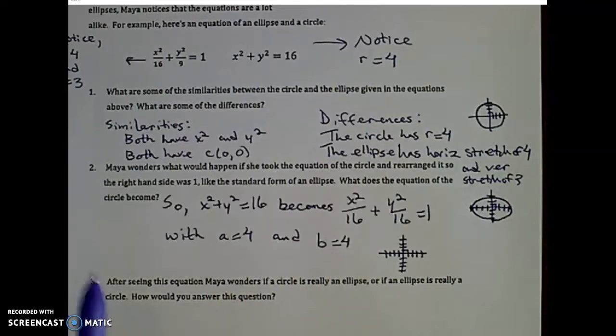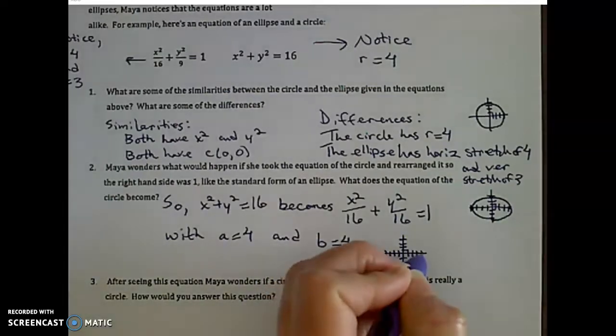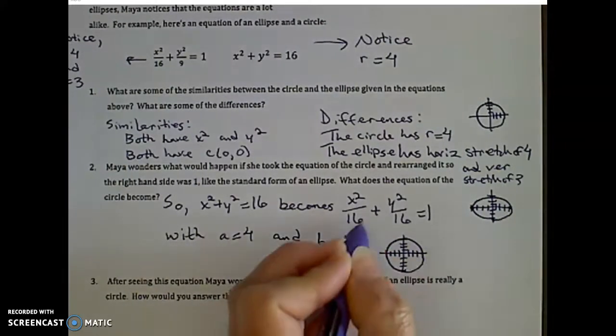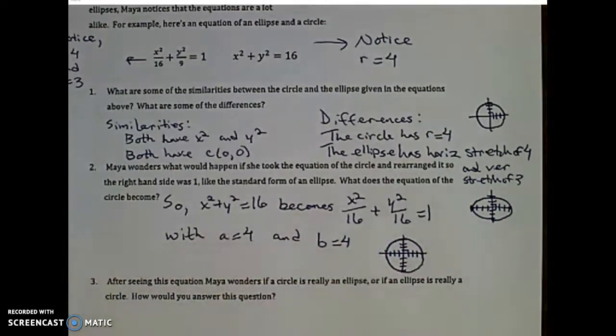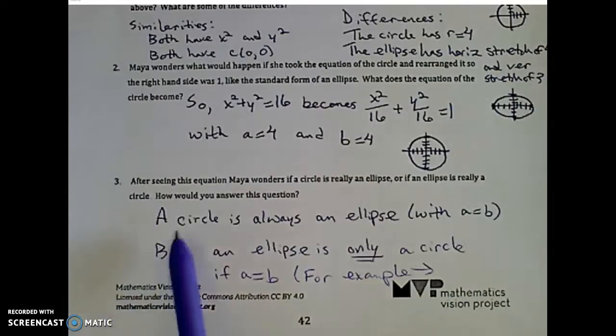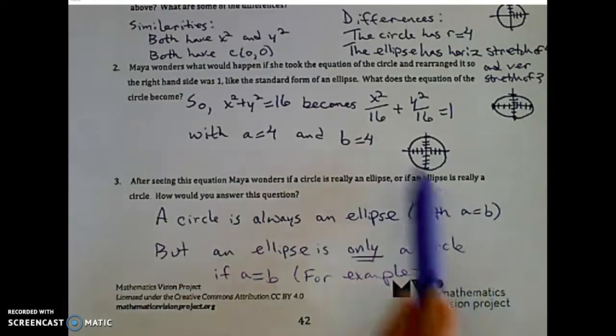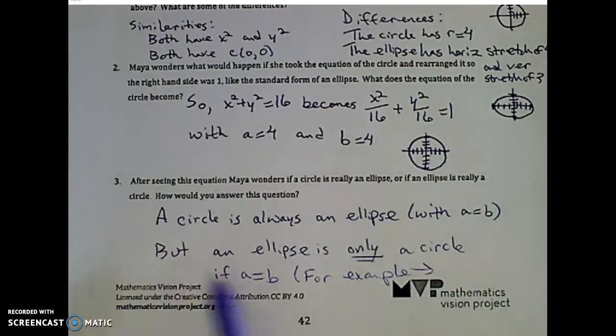Good observation, Maya. If she took the equation of a circle and divided through by 16 to write it like an equation of an ellipse, notice then that A is equal to 4 and B is equal to 4, and then my horizontal stretch is the same as my vertical stretch. And even though it looks like the equation of an ellipse, it actually becomes a circle because A and B are the same. And for number 3, you probably noticed that a circle is always an ellipse, especially an ellipse with A equal to B. But an ellipse is only a circle if A is equal to B.